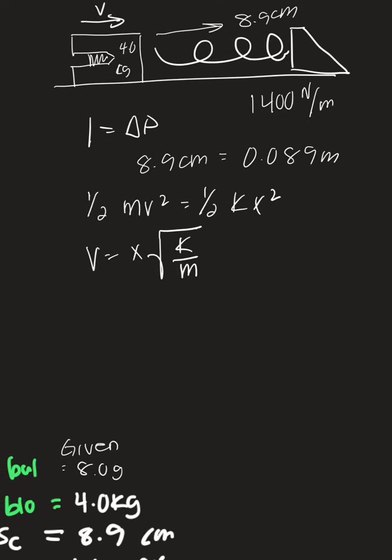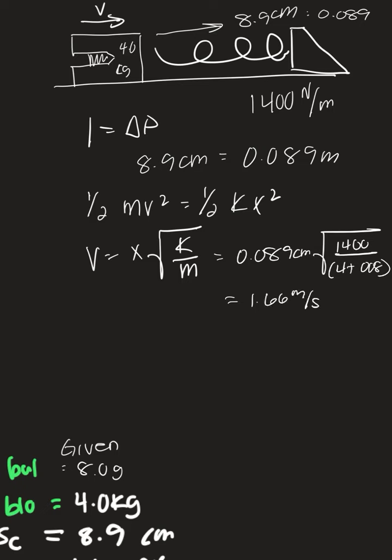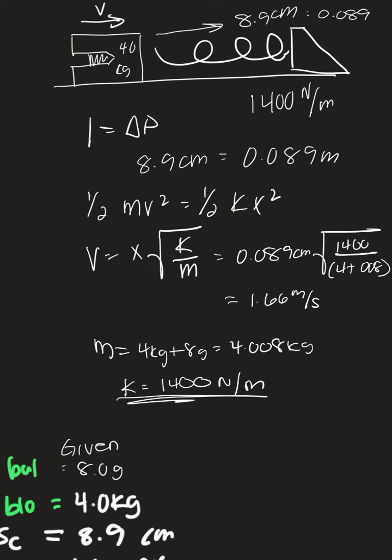So we take that, 0.089 meters times the square root of k over 4 plus 0.008, and we get 1.66 meters per second. Now the mass equals 4 kg plus 8 g, which equals 4.008 kg, whereas k equals 1,400 newtons per meter, because we know the spring constant of the spring is 1,400 newtons per meter. So this is where we get that from.